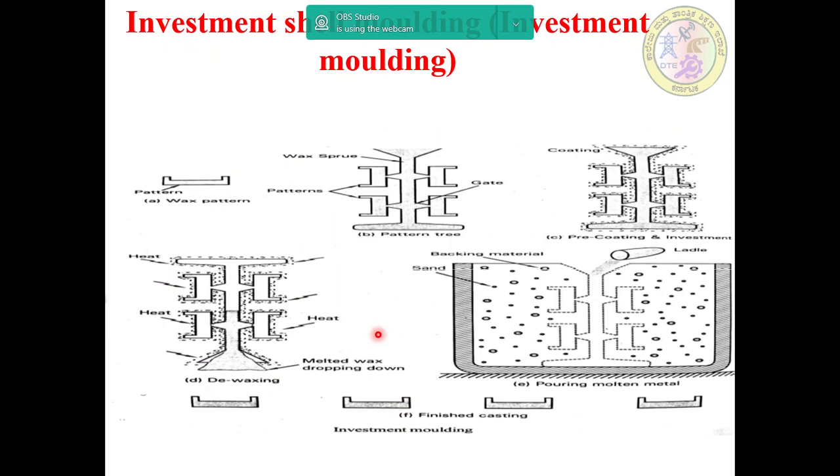Next, you go for investment molding. In investment molding, it is a process to produce intricate, complex shape and highly smooth surface castings. In this, absolutely no machining is required on the casting, and any metal or alloy can be cast.